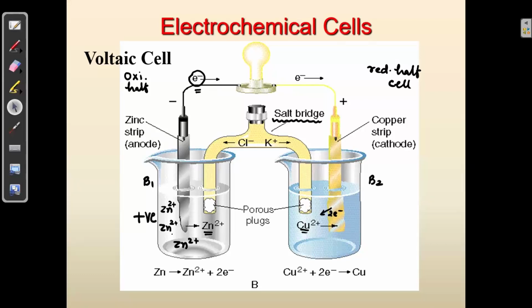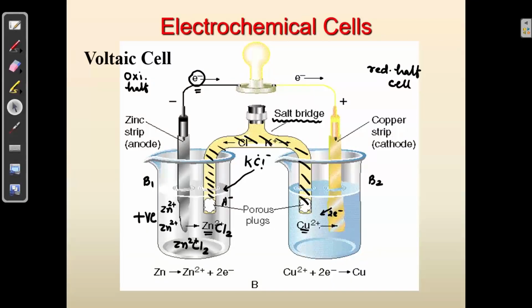So to neutralize this, we have to add some negative anions, so that the positive cation Zn2+ and the anion together become neutral. This is a salt bridge which has an agar-agar medium, and in that we have KCl. So Cl- ions from KCl go into beaker 1 filled with zinc, and neutralize Zn2+ by making ZnCl2. The positive charge will decrease and hence the flow of current continues.